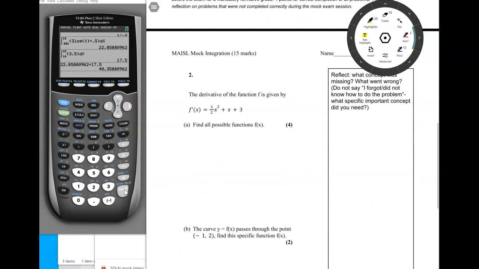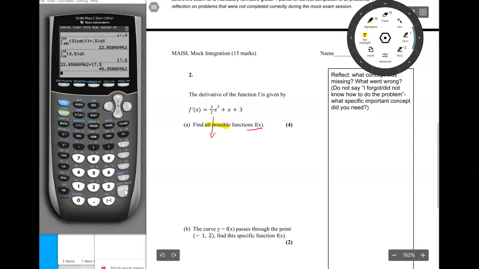Number 2, the derivative of the function f is given by f dash equals 3/2 x squared plus x plus 3. Find all possible functions of f of x. So let's set aside all possible for a while, and let's just go and try to find the antiderivative of f dash, because basically if they're saying find the function f, when they give us f dash, they want us to take the antiderivative of the derivative, right? So remember, the antiderivative is the same thing as the integral. So let's find the integral of this, shall we?